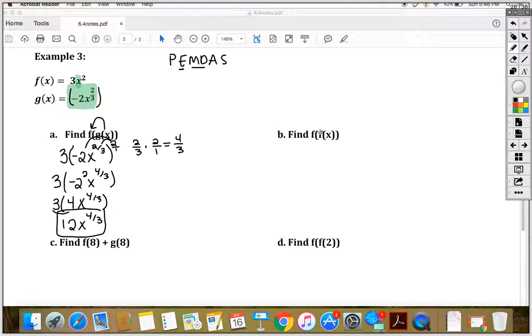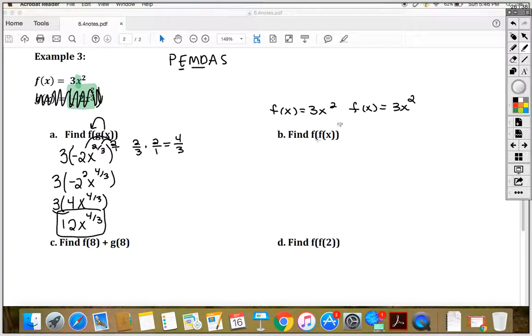Alright, part B. This one we want to find f of x. So a little bit different. There's no g in this one. That means I'm not even using my g of x equation at all. I'm going to actually use my f of x equation twice, so I'm going to write it out twice to help me.